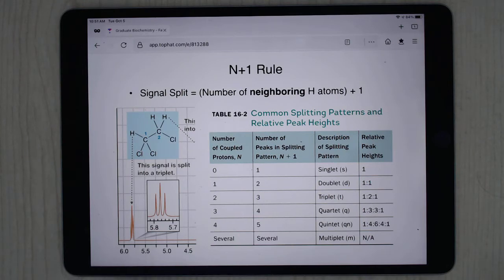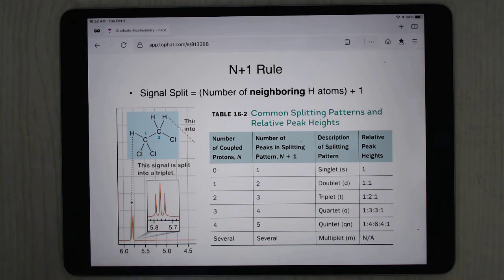5 neighbors, it would be a sextet. 6 neighbors, it would be a septet, and so on. Okay, if there's a whole bunch of them and they all get kind of smashed together, we'll talk about this in a minute, this would be what's called a multiplet. And this one we don't know, it's just so messy that we can't tell. Okay, so this comes up on the homework, so it just means we don't know. I'm not going to do that on the test, but I do want you guys to be aware of it.